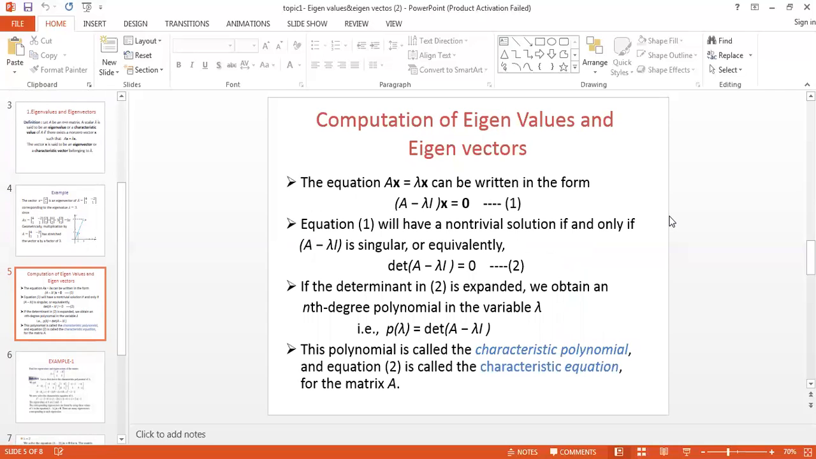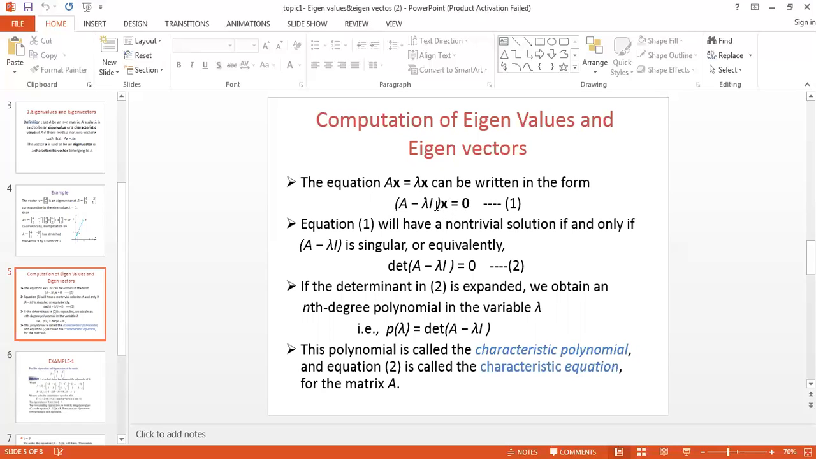Now, computation of eigenvalues and eigenvectors. So, eigenvector definition: Ax equals lambda x. The equation Ax equals lambda x can be written in the form (A minus lambda I) x equals the null matrix. Right? What about x? x is a non-zero vector. And moreover, it is a solution of this homogeneous system.